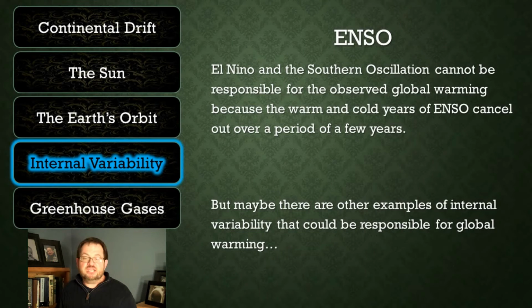El Nino and the Southern Oscillation are not responsible for any of the observed global warming. That's because the warm years and the cold years associated with El Nino and the Southern Oscillation cancel out over a period of a few years. But maybe ENSO should just sort of be a clue. Maybe this is just telling us things like this are out there, find them. There are other kinds of internal variability out there, go look for them.